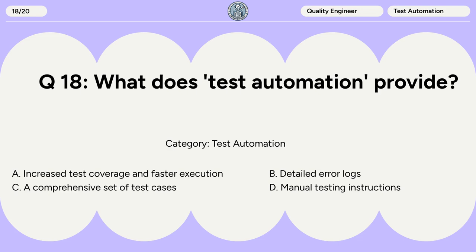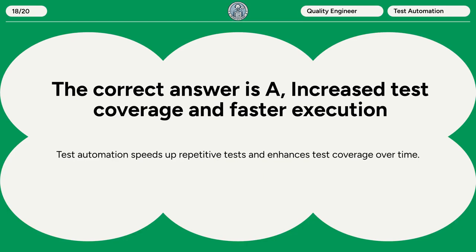Question 18. What does test automation provide? A. Increased test coverage and faster execution. B. Detailed error logs. C. A comprehensive set of test cases. D. Manual testing instructions. The correct answer is A. Increased test coverage and faster execution. Test automation speeds up repetitive tests and enhances test coverage over time.